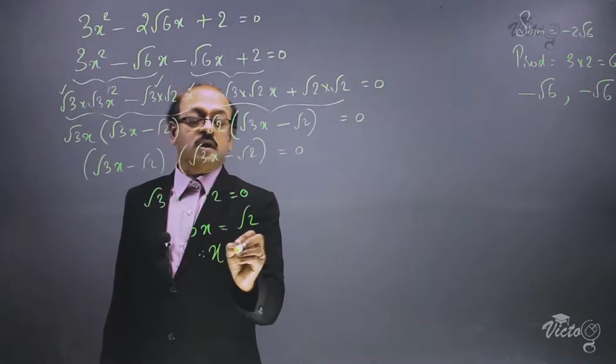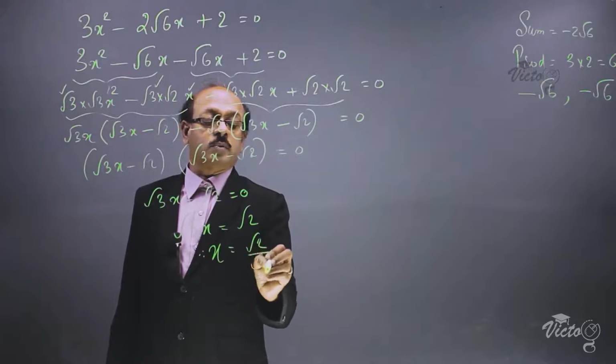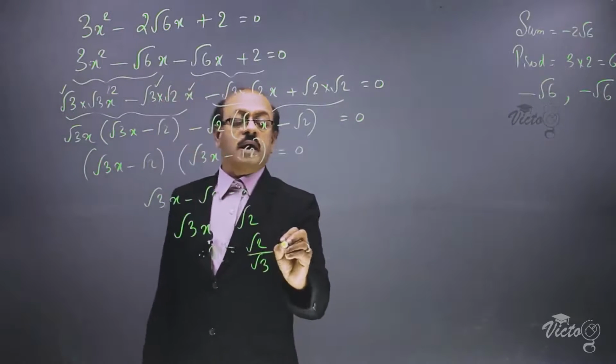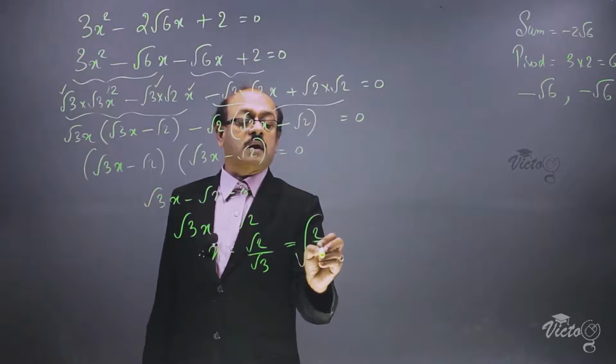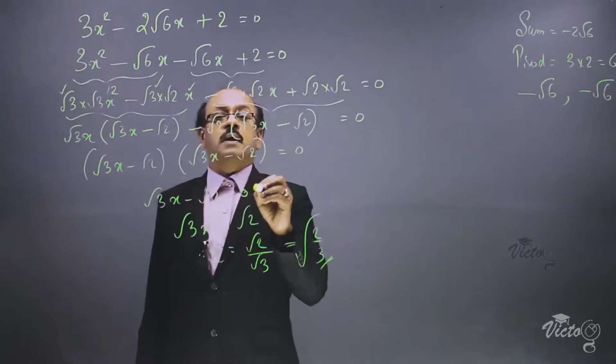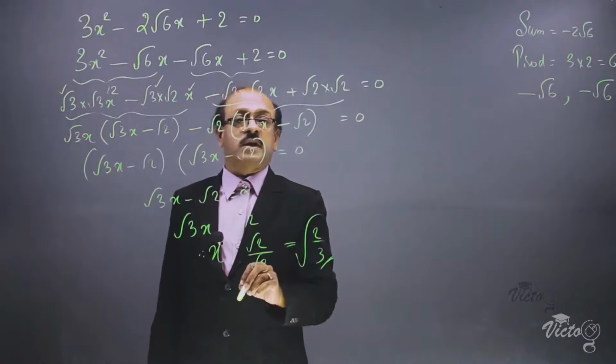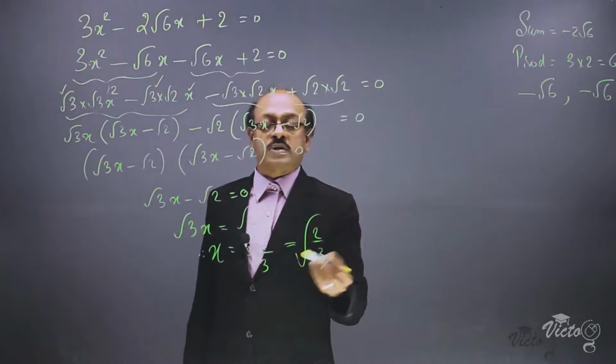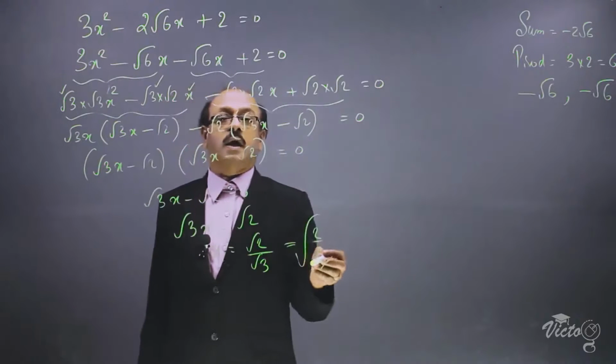Therefore, x is equal to √2 divided by √3. We can write this as root of 2 by 3. We got the value of x. If we take the second factor, then also we get the same root, the same solution, that is x equal to root of 2 by 3 itself.